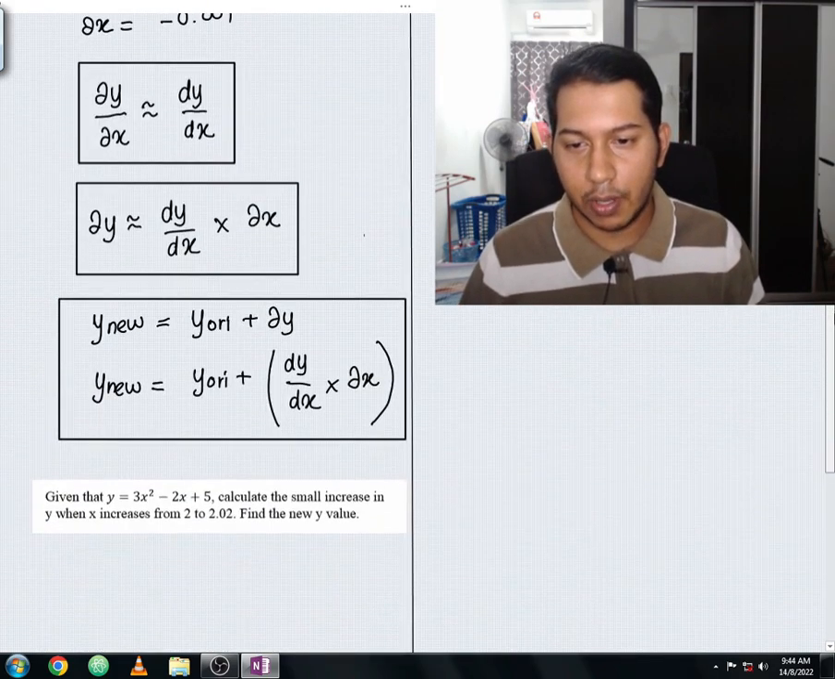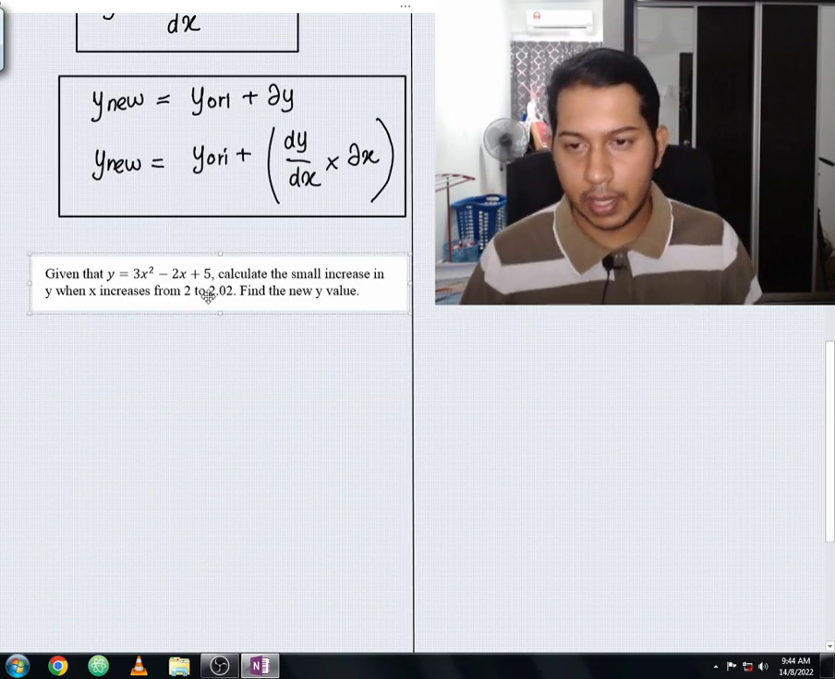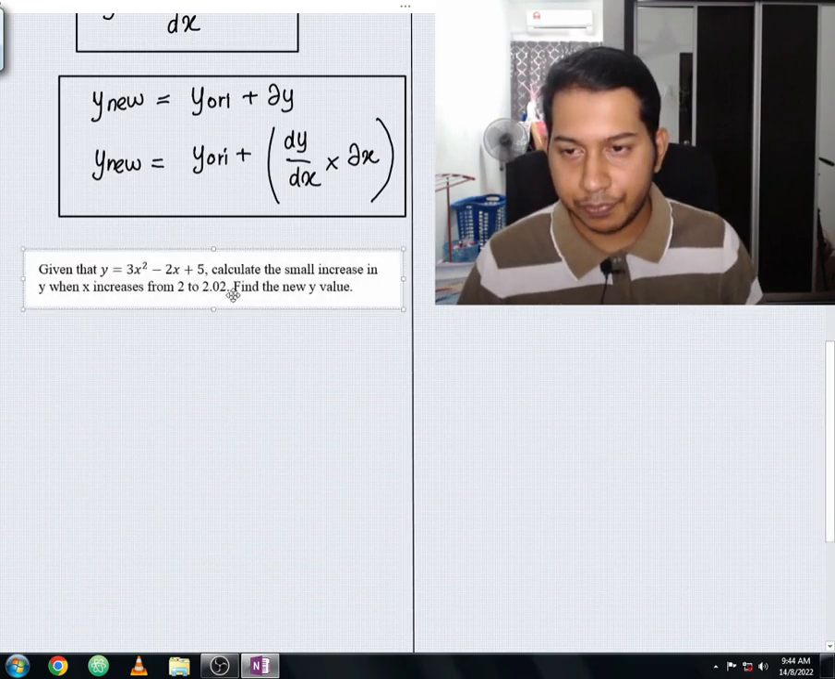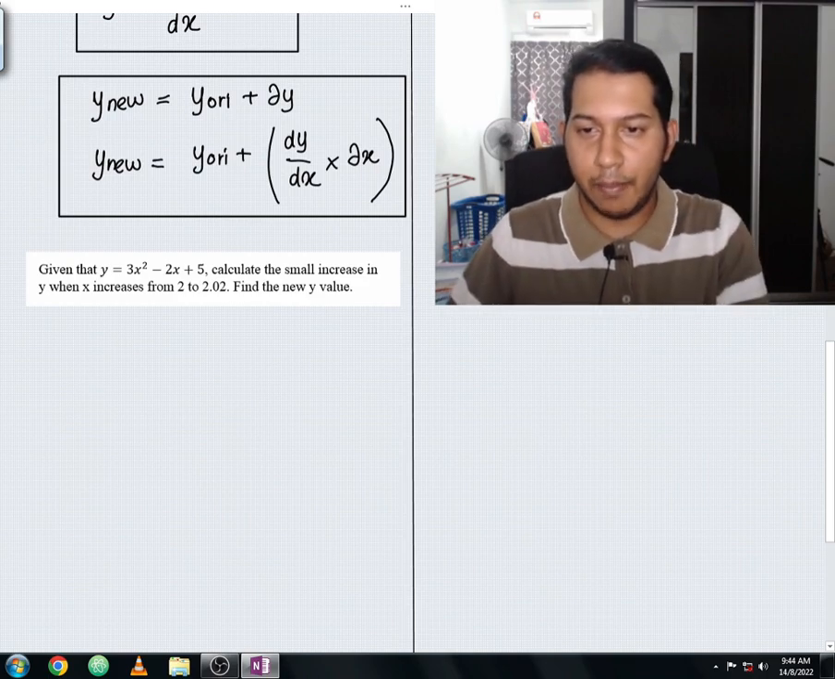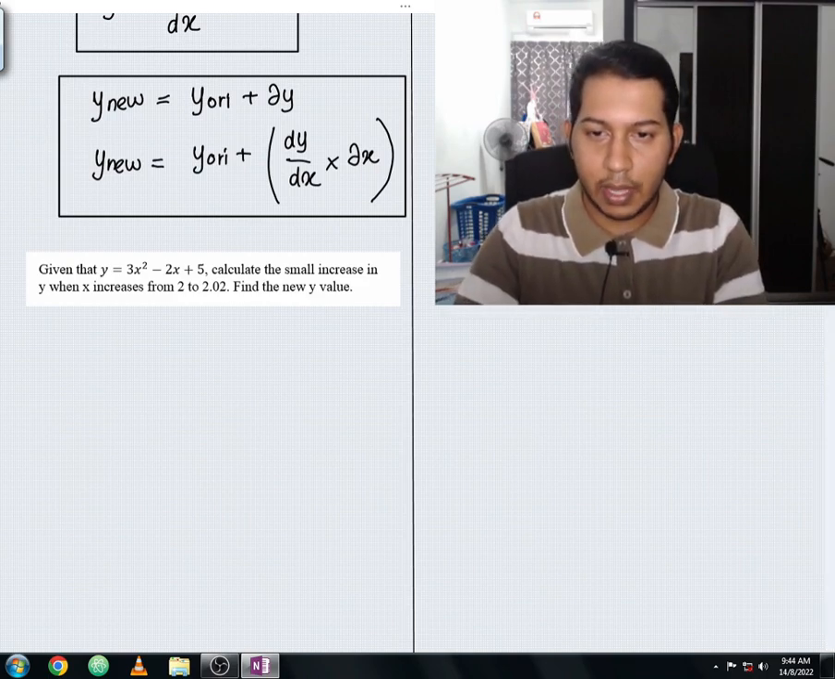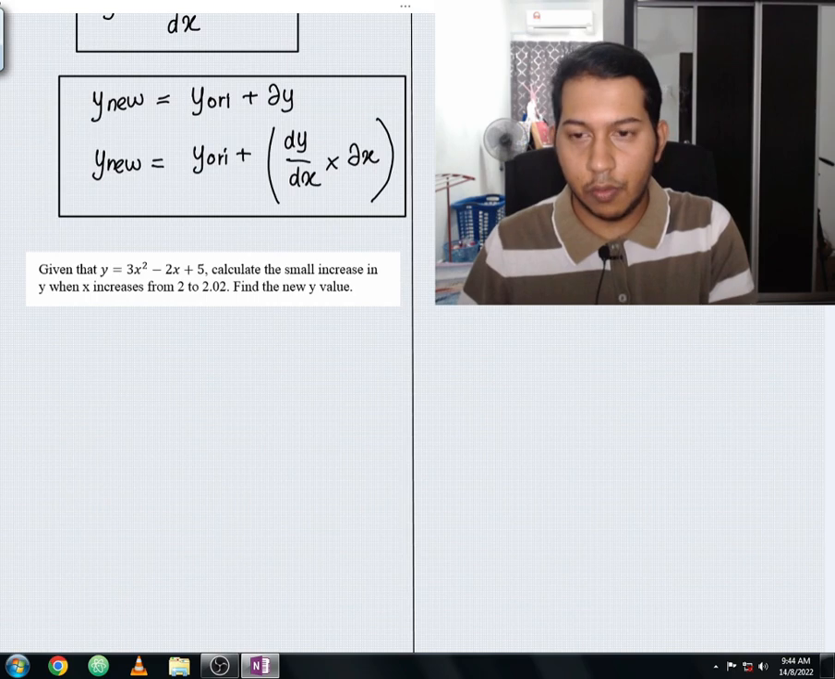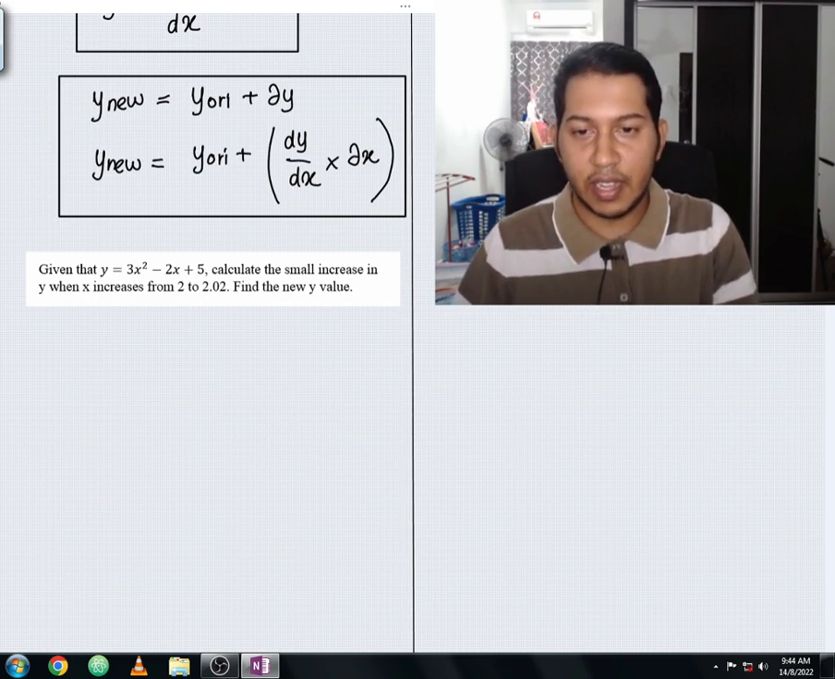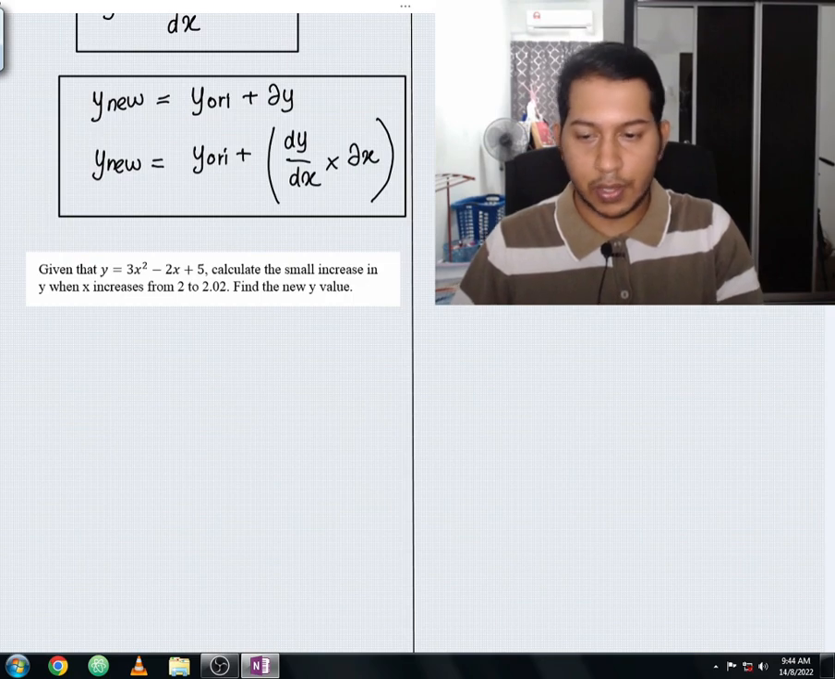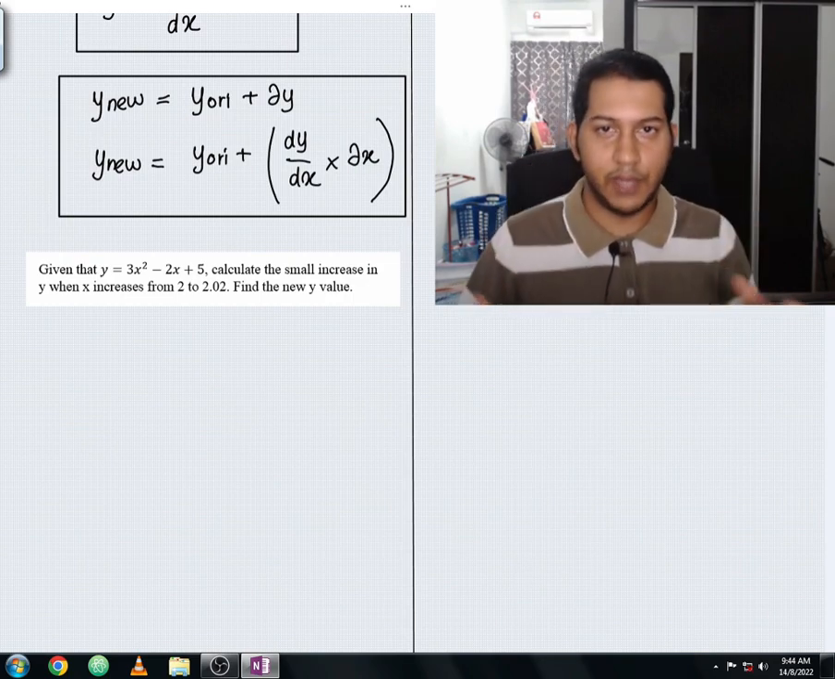Let me show you one example, guys. Let us jump to our example now. Given that y equals 3x squared minus 2x plus 5, calculate the small increase in y when x increases from 2 to 2.02. The question also asks us to find the new y value. So this is the requirement of the question. Let us start to solve this.